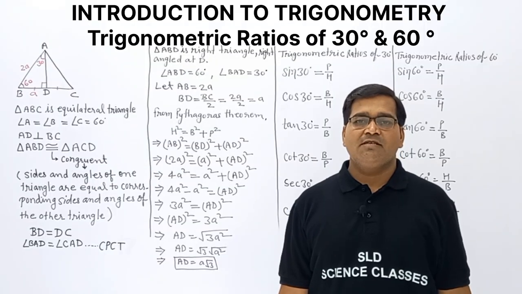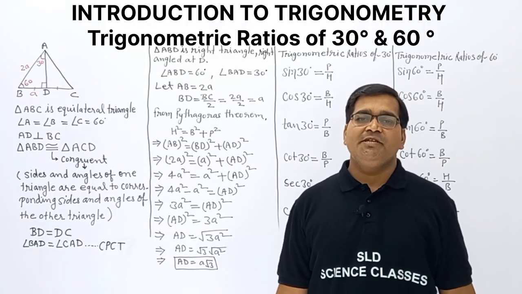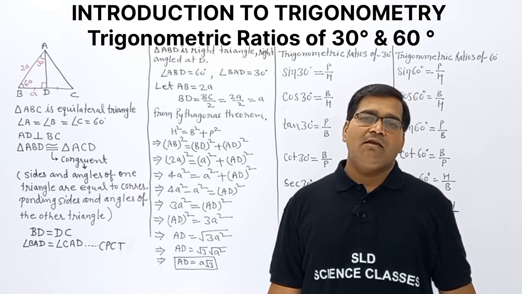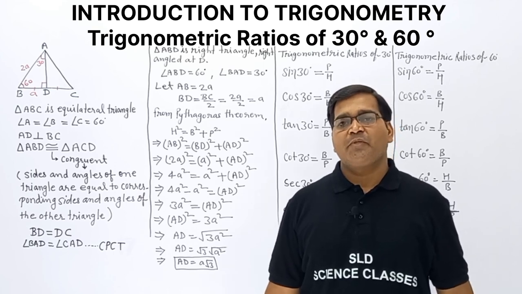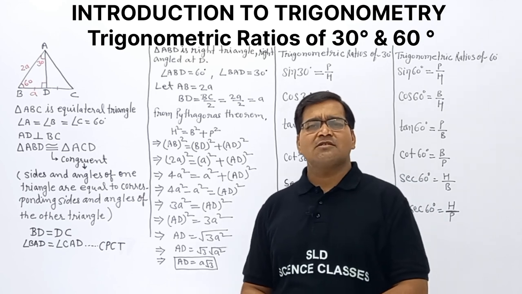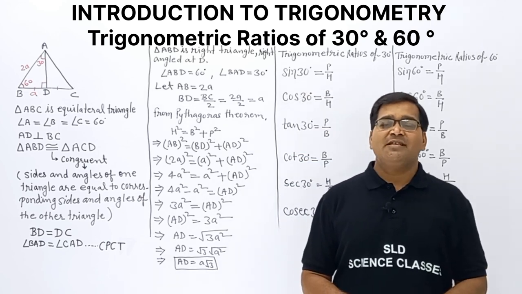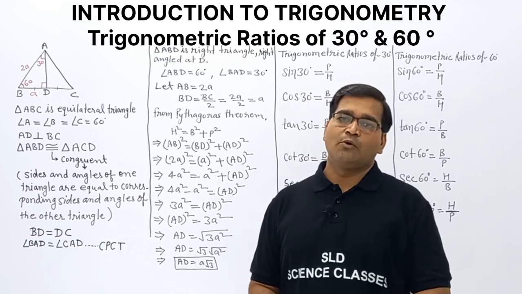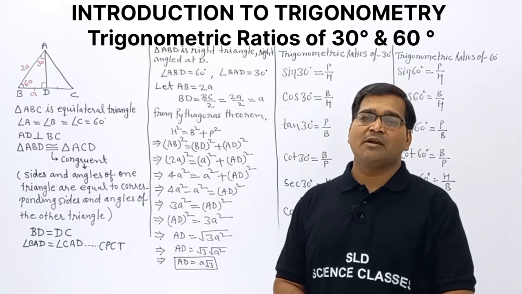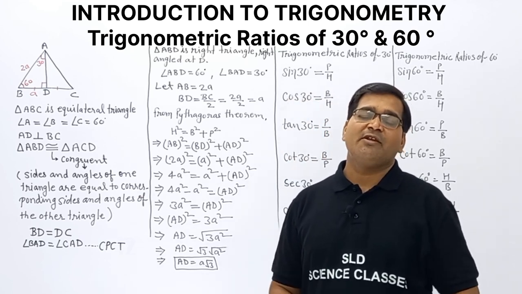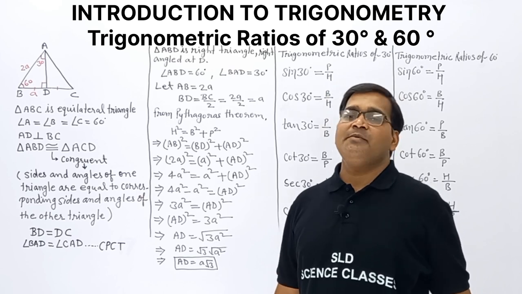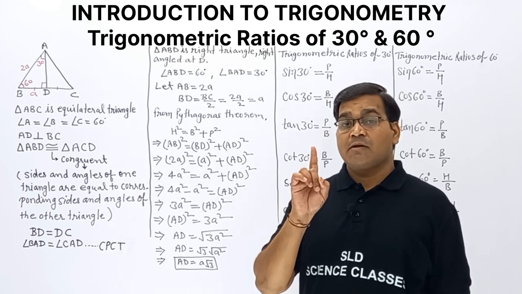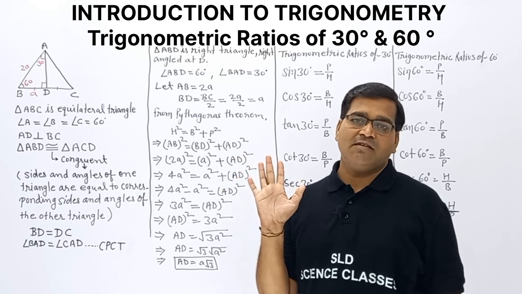Today we will discuss trigonometry ratios of 30 degree and 60 degree. We are discussing the trigonometry ratios of some specific angles. In the last class we studied the trigonometry ratios of 45 degree. In this class we will discuss 30 degree and 60 degree.